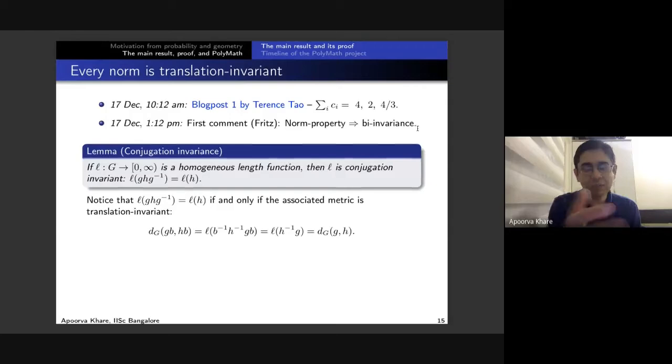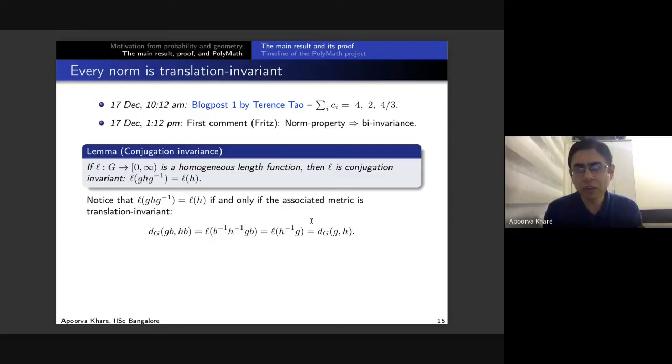So Tobias's lemma is that if L is a homogeneous length function, then L is conjugate invariant. And that's if and only if the associated metric is right invariant, as I'm showing you here. The distance from gb to hb would be the length of h inverse g. Remember, that was how you construct the length. So h inverse g is b inverse h inverse g b. And so that is conjugate invariant. If the length function is conjugate invariant like this, then the metric itself is right invariant, because the length of h inverse g is also the distance from g to h. Okay? So this is actually if and only if.